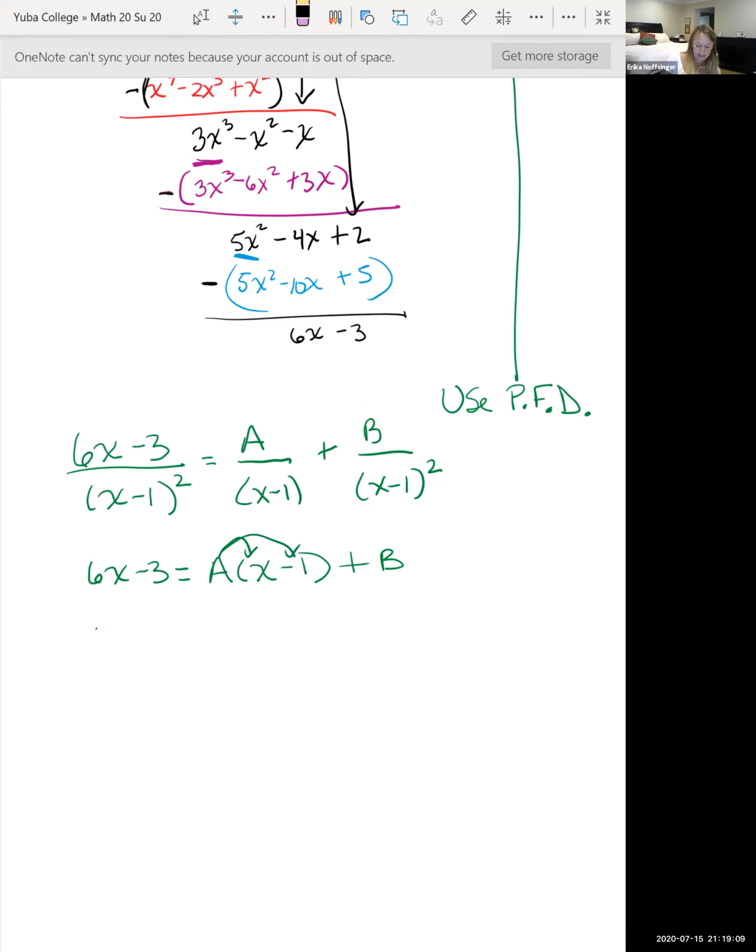So you've got 6x minus 3 equals Ax minus A plus B. The coefficient in front of the x term is 6, so we're looking at when 6 is equal to A. And the constant is negative 3, so we're looking at when negative 3 is equal to negative A plus B.